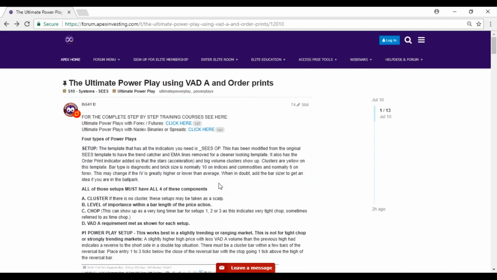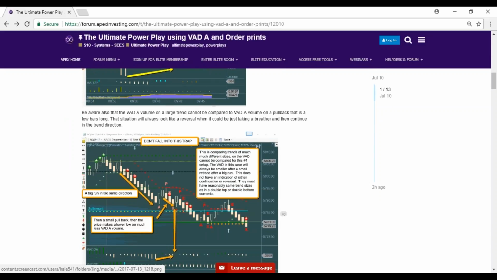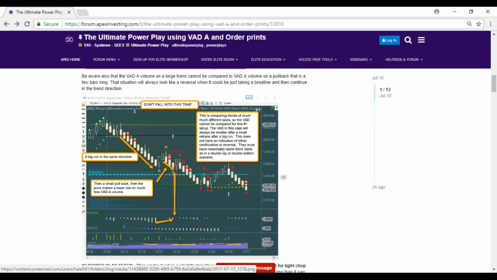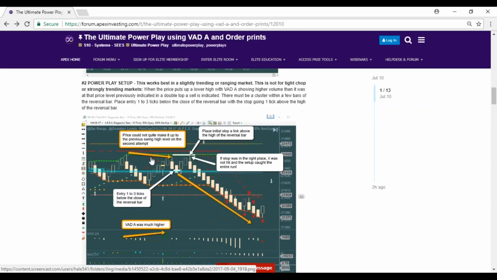Now, it does not mean that you'll always get a double top or double bottom alert for a setup. There could be times where you have a power play 2 that didn't quite reach the double top or double bottom area, okay? So it doesn't mean it'll always happen. Does that make sense? Okay.